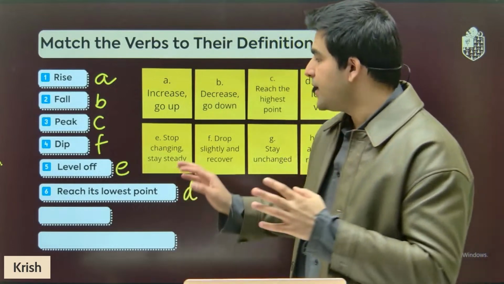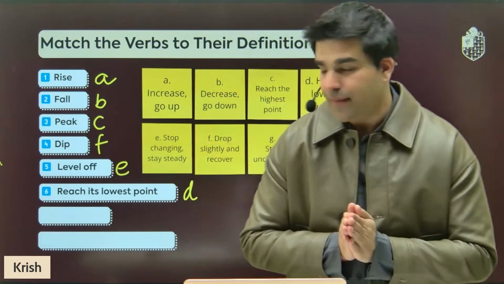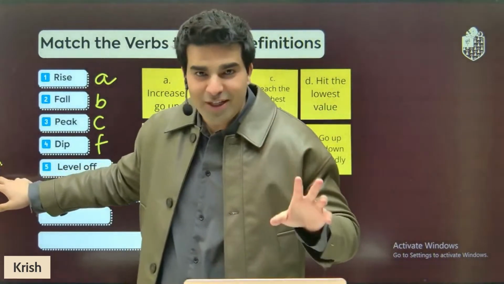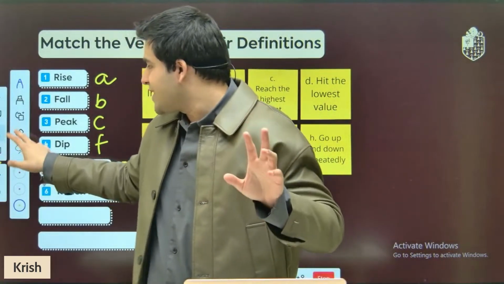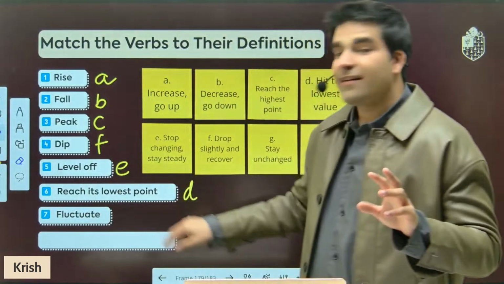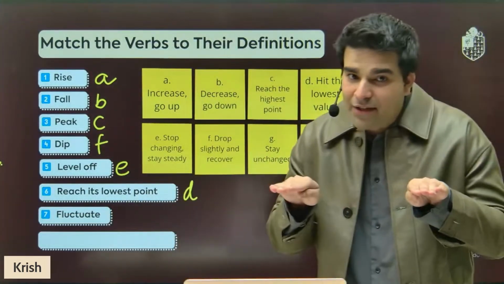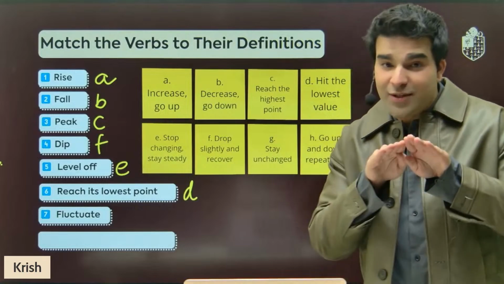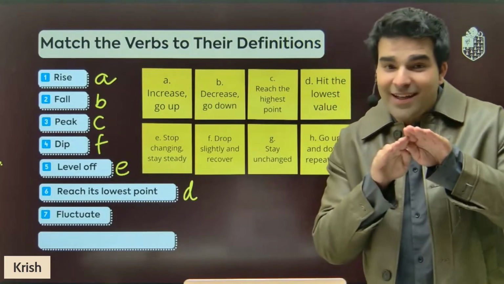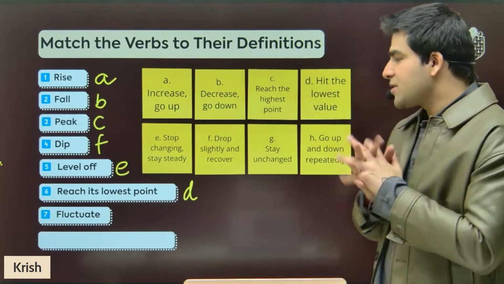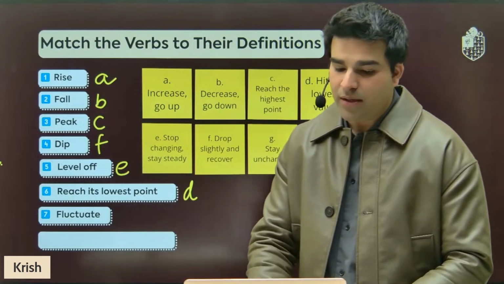Let's move on. Number 7. We're almost about to reach the end of this activity. Stay tuned. Number 7 is fluctuate. It's kind of dancing now. It's not level off. It's not dip. This is not dip. This is dip. Okay. So what's fluctuate? Come on, last one.